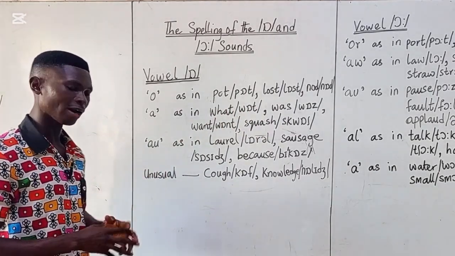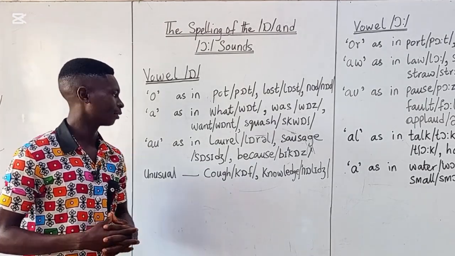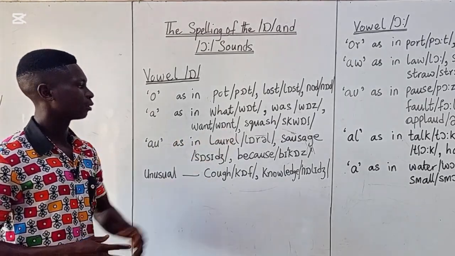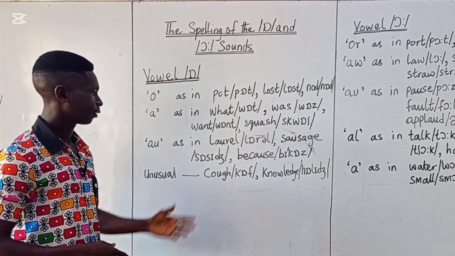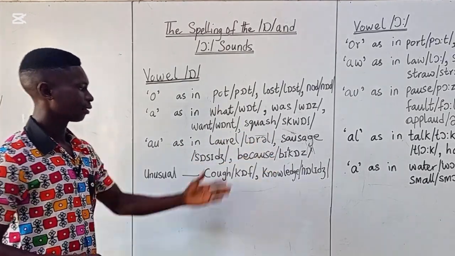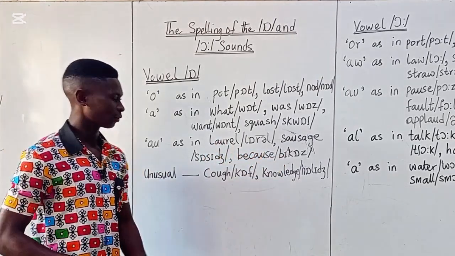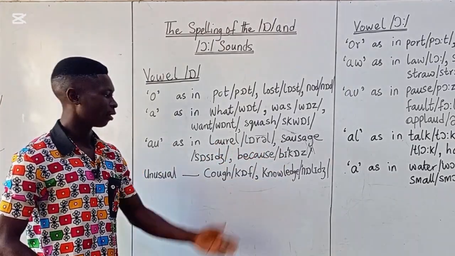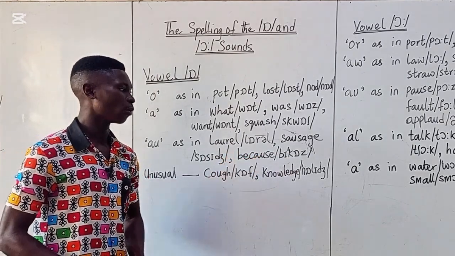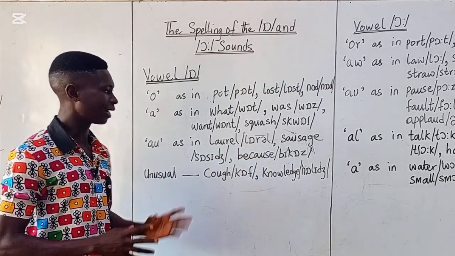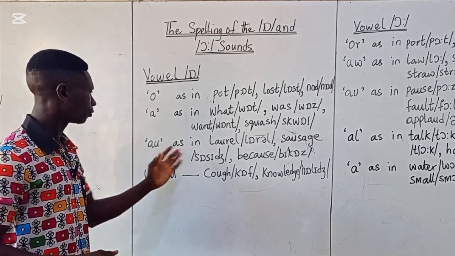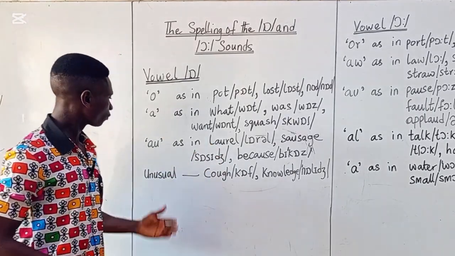Again, we have AU as a spelling of the short O sound, as in laurel, sausage, because. Look at because. We have Z at the end. Then in place of AU, we have the short O sound. So please take note of these transcriptions.